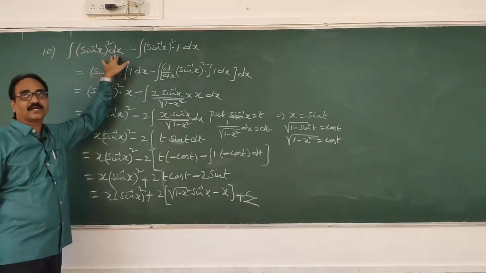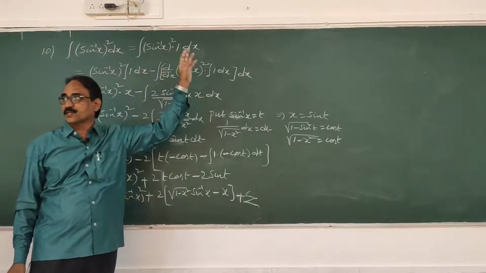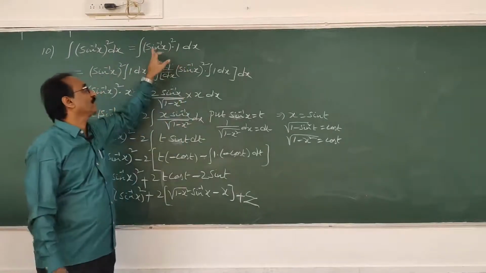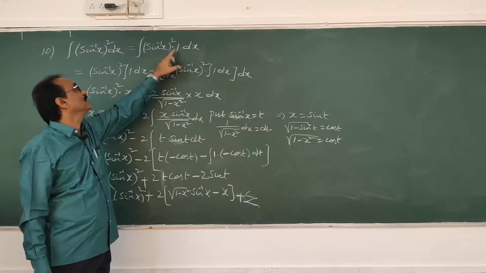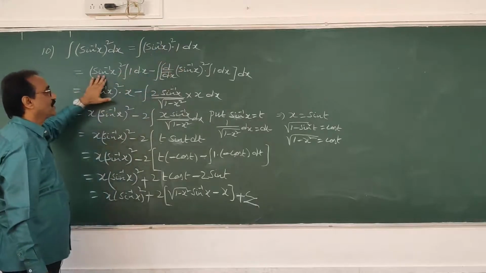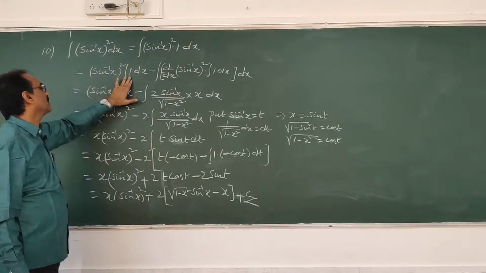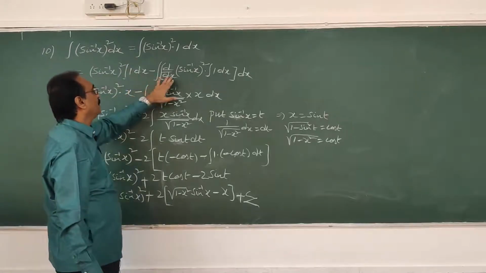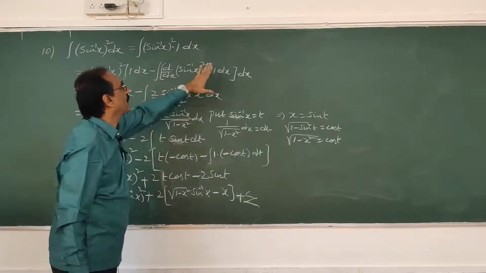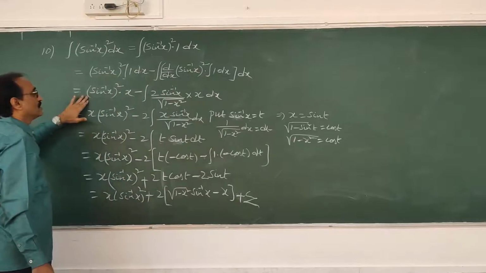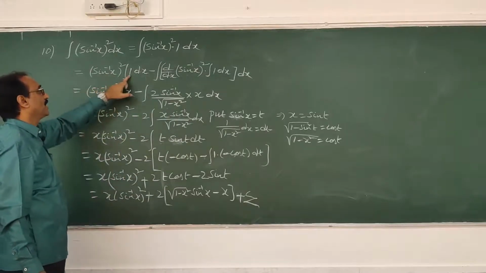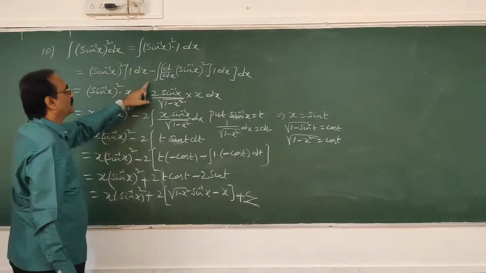There is no second function. If there is no second function in integration, we can put 1. So that's why sin inverse x whole square into 1 I put. Then what happened now? It is first function into integral of second function minus integral of derivative of first function into integral of second function. Now sin inverse x whole square into integral 1 dx means x, minus integral.